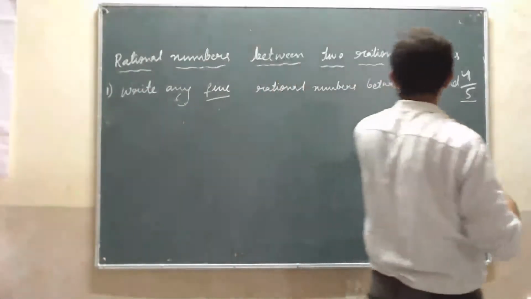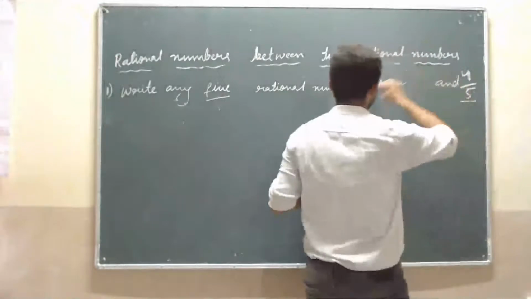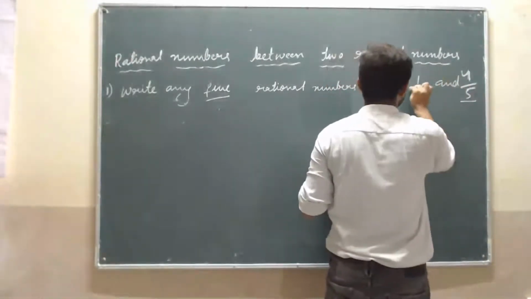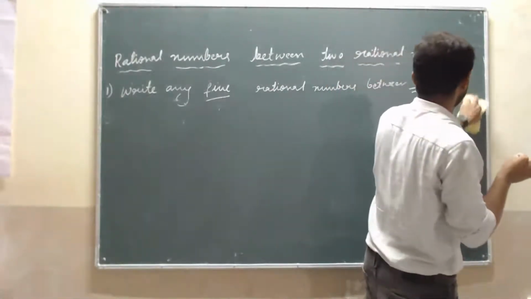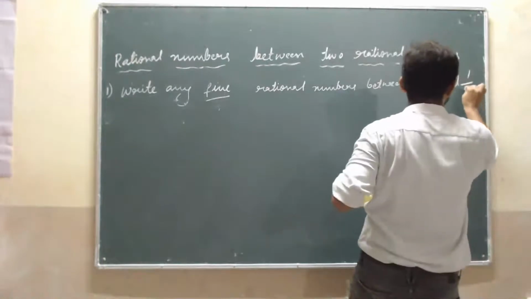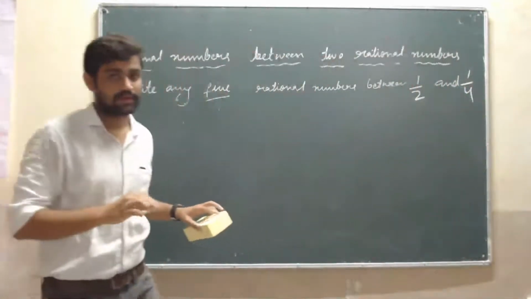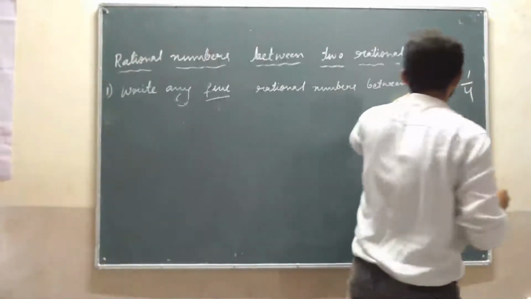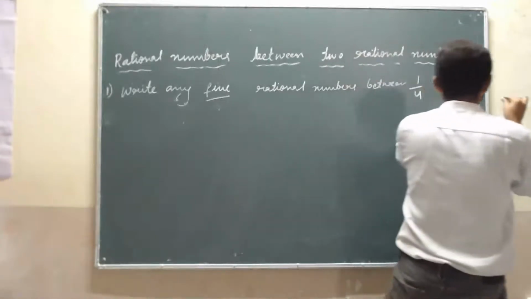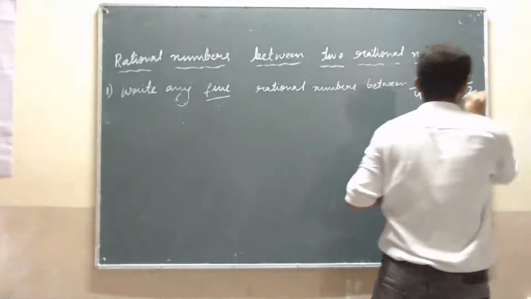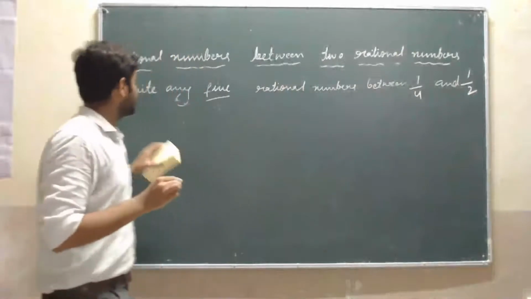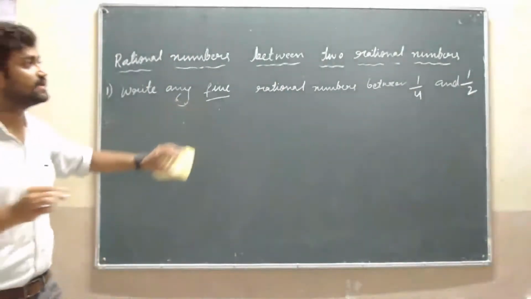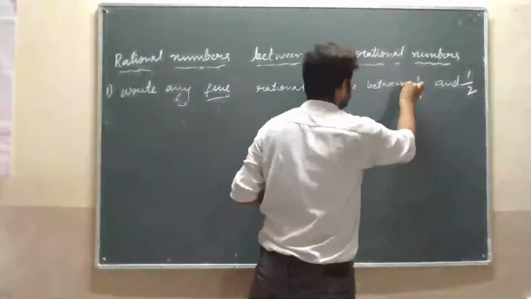Write any 5 rational numbers between 1 by 2 as well as 1 by 4. Okay, actually from 1 by 4 to 1 by 2 is better. Write any 5 rational numbers between 1 by 4 and 1 by 2.